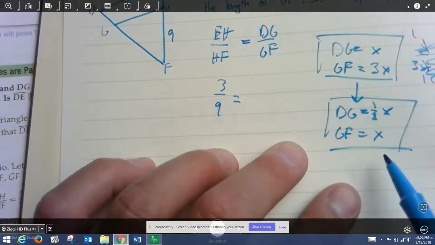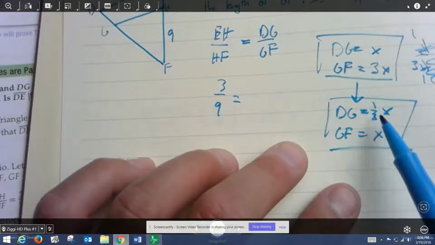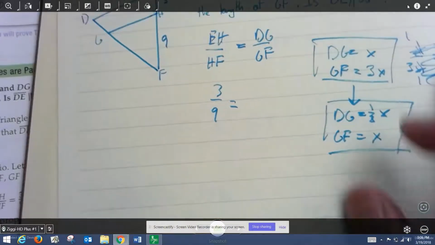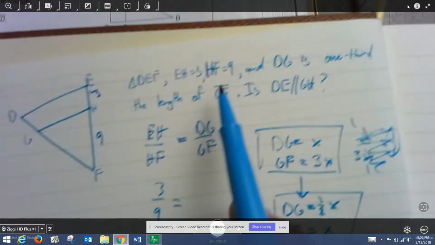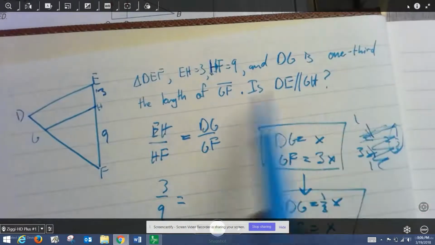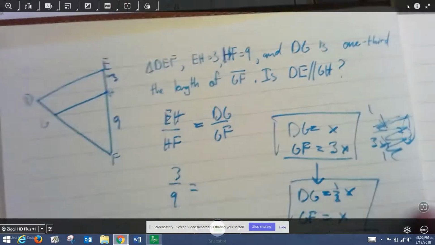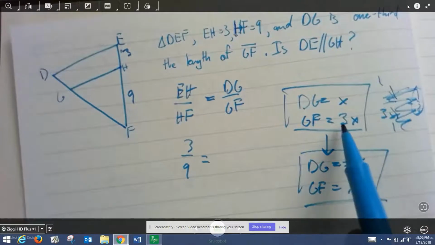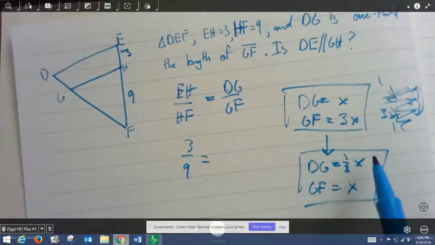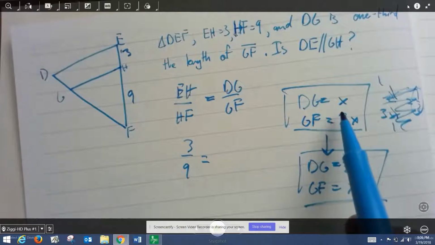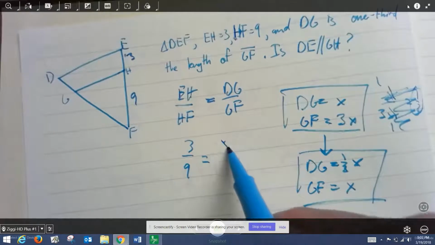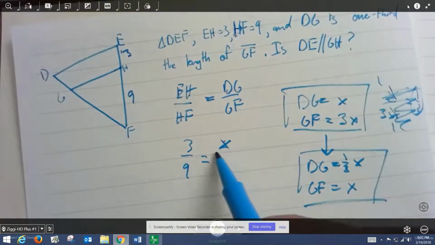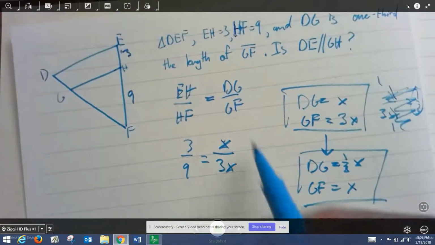Here you can look at it the same way. If GF was an X, then again DG is 1/3 the length of GF, according to the information this problem presented us. You can plug in whatever numbers you want, this set down here or this set up here. Okay, I'm going to go with these numbers. So essentially, in place of DG, I'm going to put X, or 1X basically, and then over 3X in place of GF.